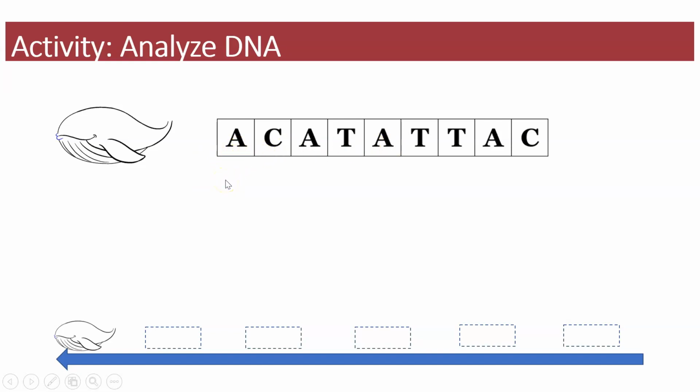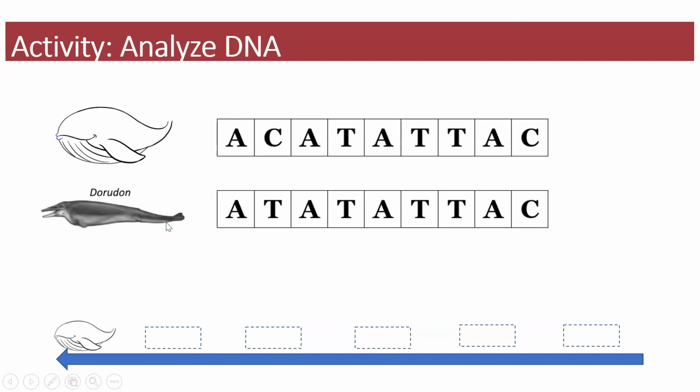Now, I know this model is limited. In actuality, the stretch of DNA would be much, much longer. But for the purposes of what we're trying to explain here, we're just going to work with this limitation of the model. Now, we can compare it to the DNA of one of its ancestors. Let's take a look at Dorudon.